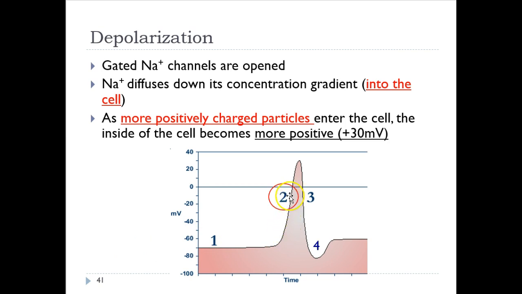And because they're rushing to the other side, we're starting to create a slightly positive charge. And as that positive charge gets more and more positive, around when we get to 30 millivolts, we're going to call that our depolarization event. And that's going to cause that electrical energy to sort of move.